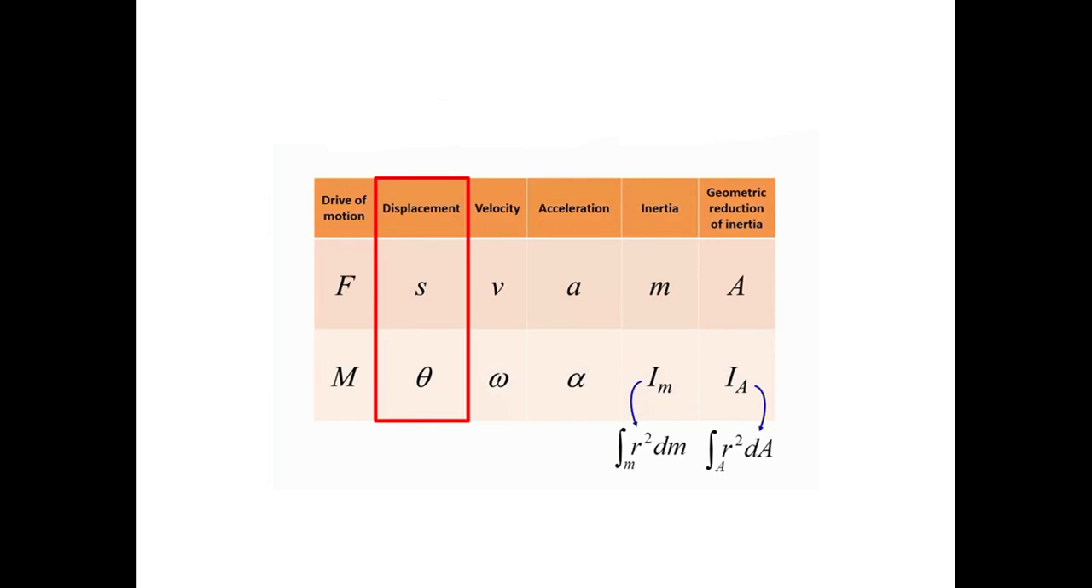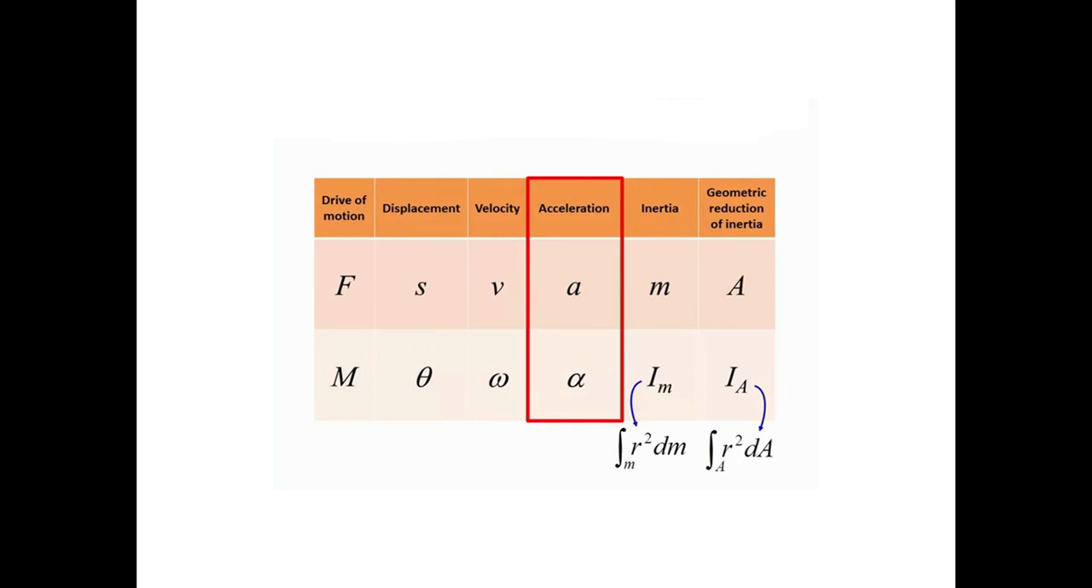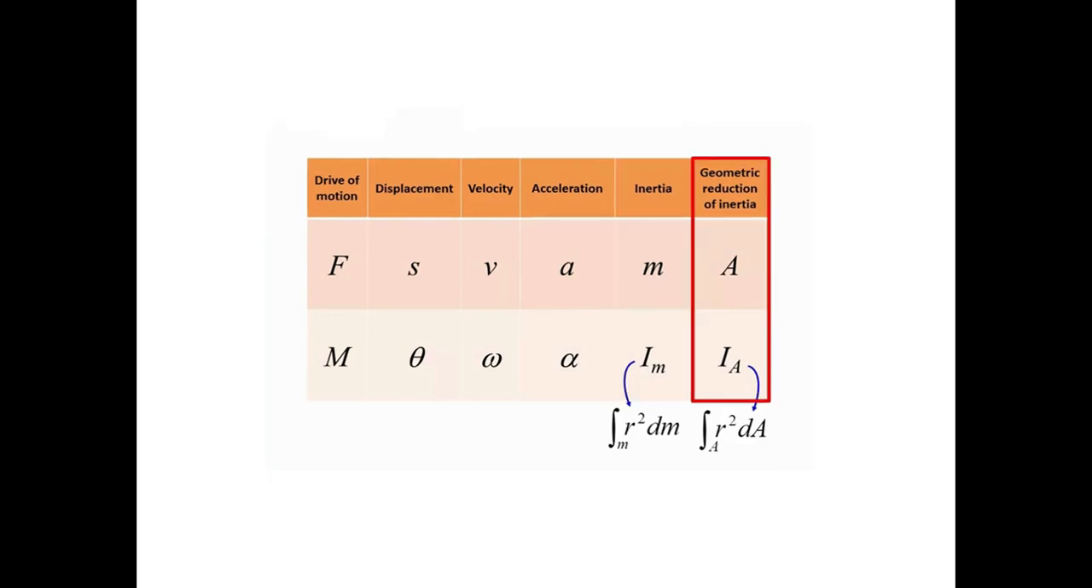For velocity, we have linear velocity v versus angular velocity omega. For acceleration, we have linear acceleration a versus angular acceleration alpha. For inertia or resistance to motion, we have mass m versus mass moment of inertia Im. And lastly, for the 2D geometric reduction of inertia, we have area A versus area moment of inertia Ia. Hopefully this table helps you better understand the concept of moment of inertia.